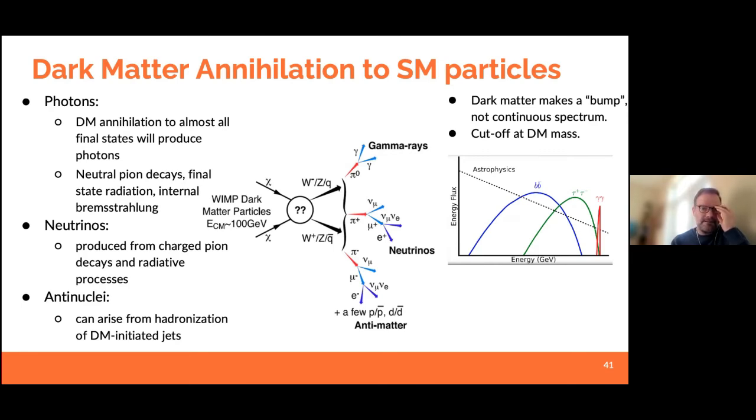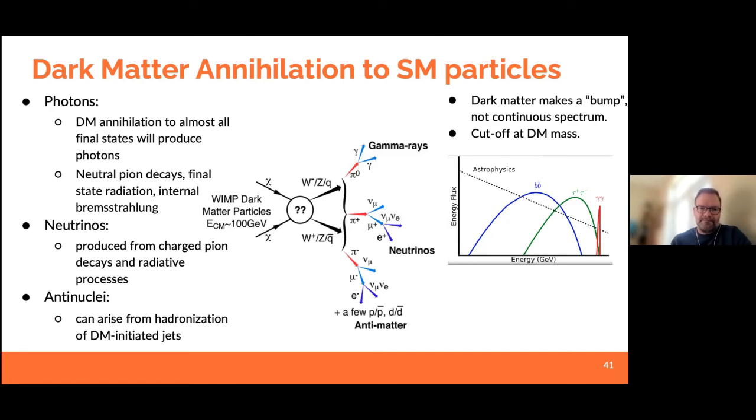Neutrinos you get in a similar way, right? From charged pion decays, you get neutrinos that you can see, and we can also get anti-nuclei. This can be anti-protons, but also anti-deuteron or even anti-helium, and they can arise from hadronization of dark matter initiated jets. So the rates for this will be fairly small, but it's possible, it can happen.